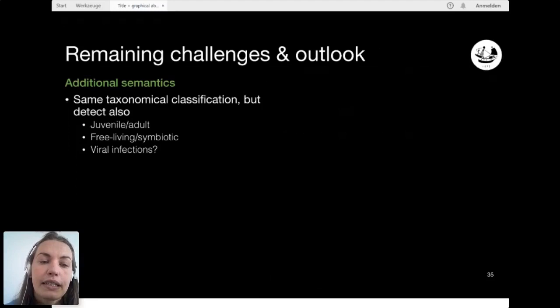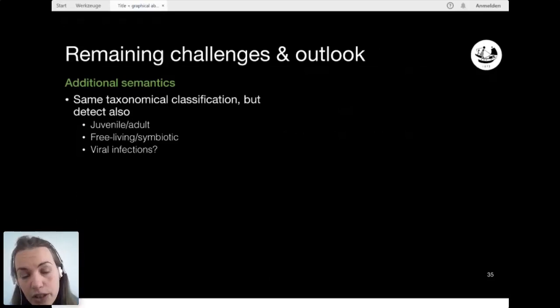One is that we would often need additional semantics to describe images. While the taxonomical framework is already really nice, oftentimes for real research questions, we would want to detect additional morphologies. For example, the same species might look very different in the juvenile versus the adult stage, or a free-living form versus a symbiotic form of the same species might look different.